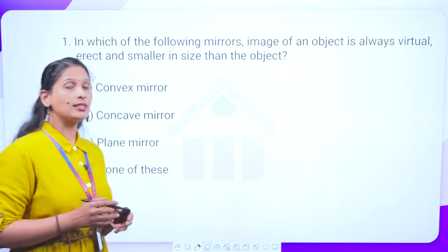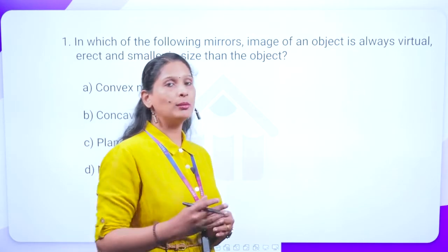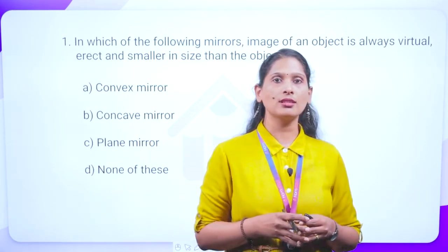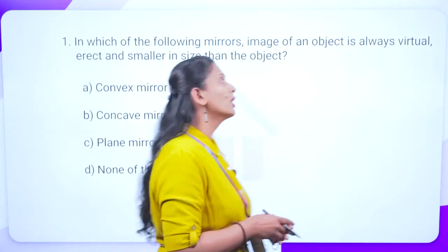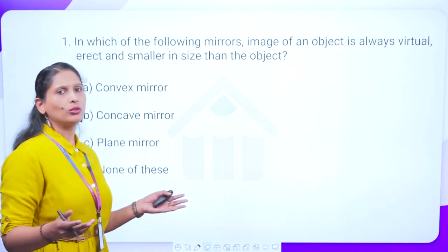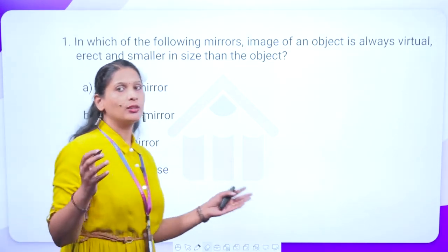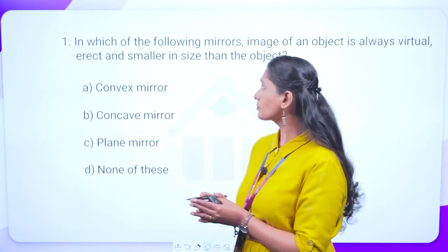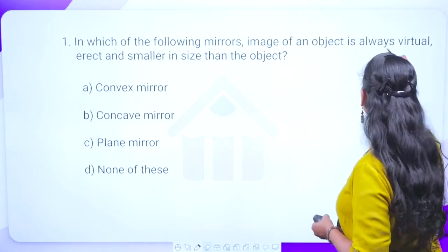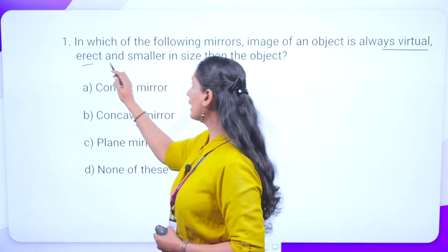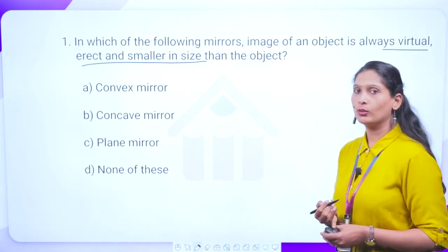Here I have the first question. The first set of questions will be straight MCQ level questions. Then we'll move on to assertion reason type questions, and finally we'll deal with some case studies. Straight MCQs, you just have to read the question and pick out the answer from it. Nothing more, nothing less. Let's see the first question. In which of the following mirrors is the image of an object always virtual, erect and smaller in size than the object?